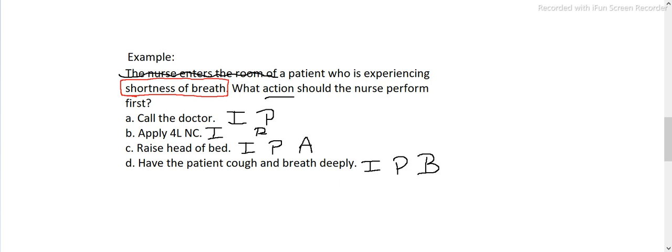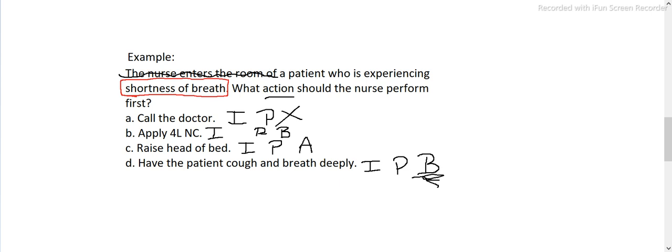Have the patient cough and deep breathe. That is breathing. Yes, B is right here. That apply 4 liters of nasal cannula, that is breathing as well, so I put a B there. Raise head of bed. Yes, airway. And again, call the doctor, none of those. So now let's go with what is the outcome of each of the remaining answers.